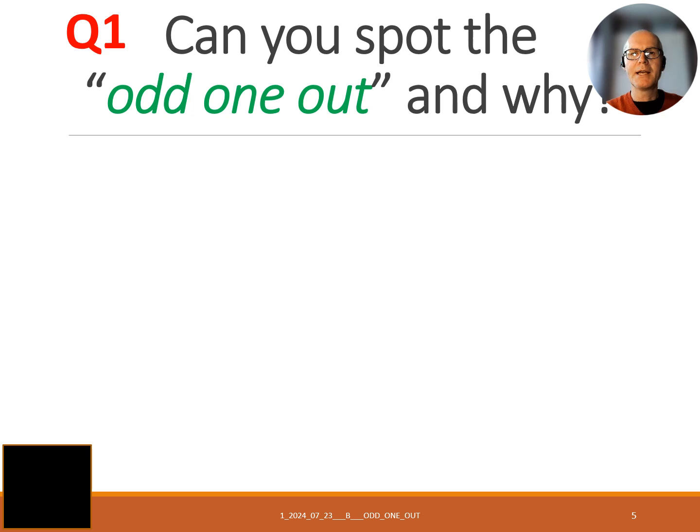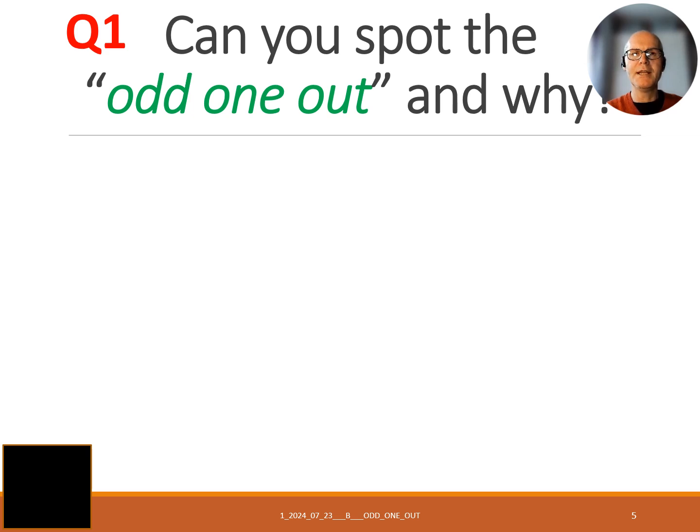Question 1. Can you spot the odd one out and why from these 4 options? I'll give all of the questions with each set of options and then we'll review the answers so you can play along as we go through them. Good luck.